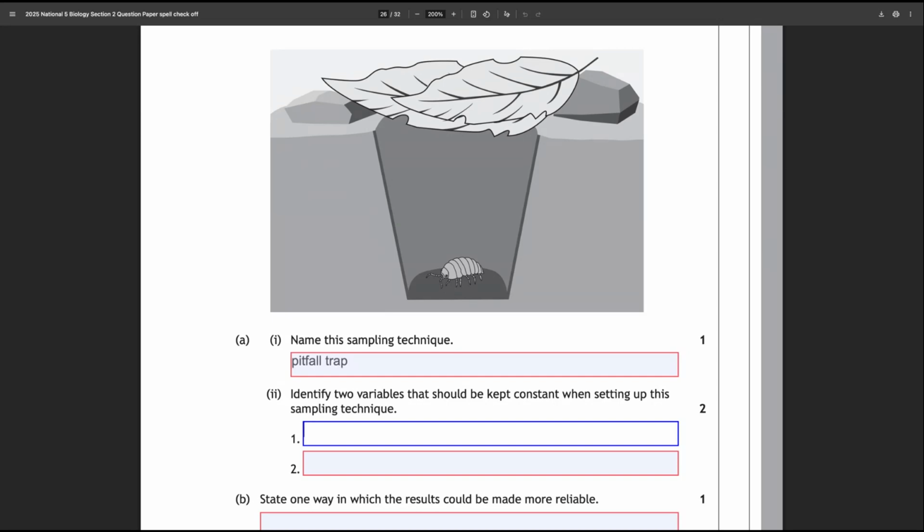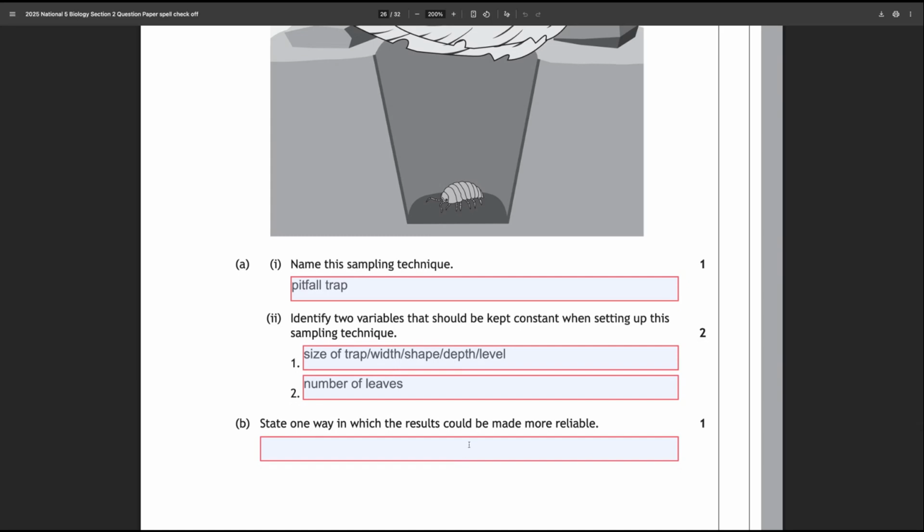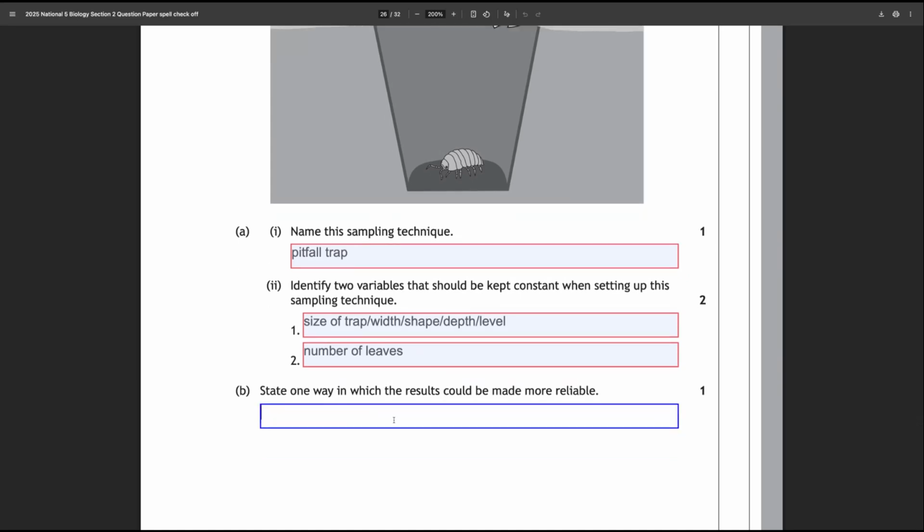So there's a number of different things that you can choose from here. The size of the trap is probably an important one. The width of the trap as well. The shape even, that should be kept consistent. The depth of the trap, where it's level with the surface. The number of leaves that you put on top as well, that has to stay consistent. Basically, anything which could affect the number of invertebrates that would go into the trap has to be kept constant. Okay, so there's quite a lot of different things that we could have there. Okay, the SQA accepted all of those options.